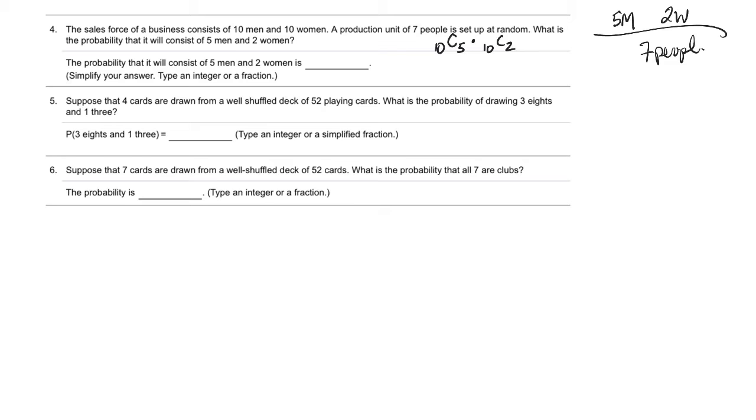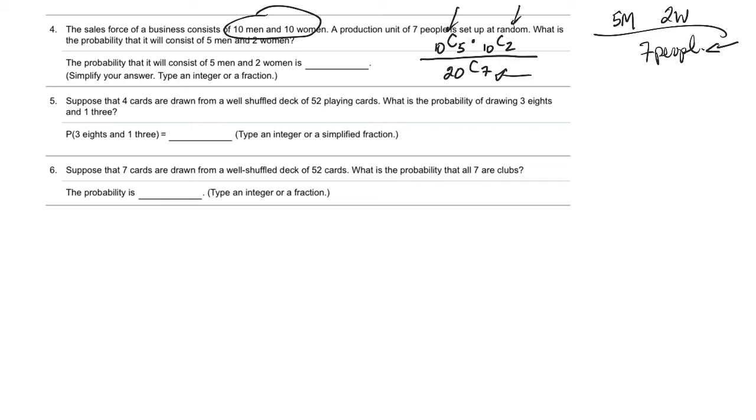You'll multiply those two, because if you want both things to happen, so one thing and another thing to happen, you'd multiply. And then you divide that by how to get 7 people, and it looks like there's 20 people altogether. So the bottom would be 20 choose 7. And then I would figure out what this is, figure out what this is, figure out what that is, and then try and simplify at the end.